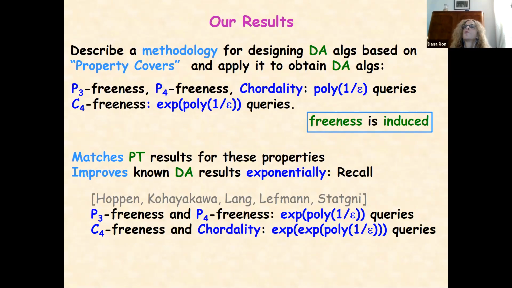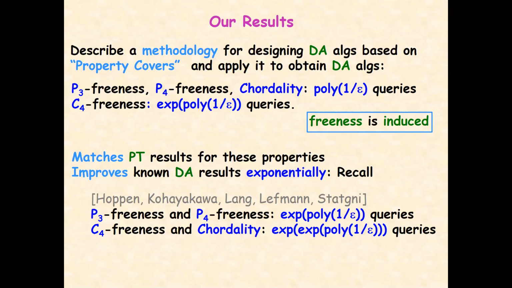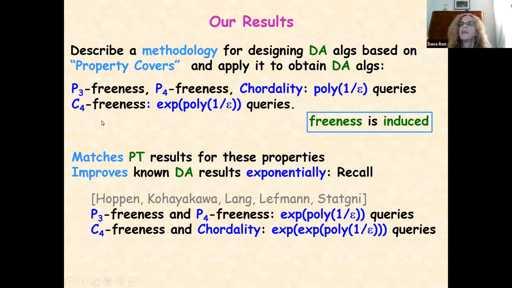Okay, so question at this point before I jump into how we do this. Yeah, P3 freeness, does it mean counting the number of P3s in the graph? No, it's not counting them. We'll see in a minute, 5 minutes. You'll see what P3 is. It's different from counting them, right?